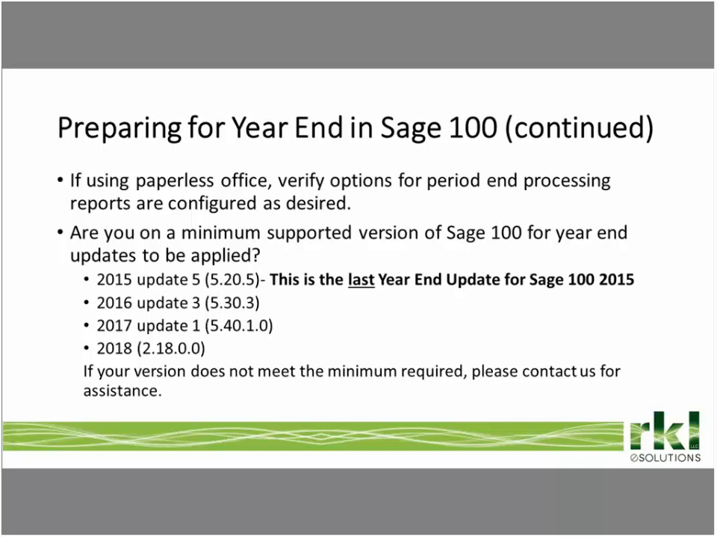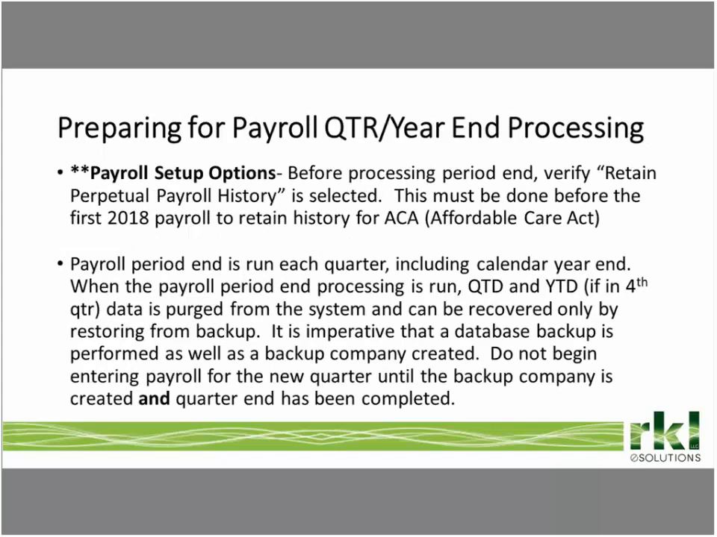By the way, anybody who is on 2015, this is the last year-end update that's going to be available for 2015. After this, 2015 will no longer be supported. So for preparing your system to do the payroll quarter and year-end processing, the first thing we'd like you to do is just double check. In your payroll setup options, we want to make sure that your checkbox there that says retain perpetual payroll history, that little checkbox has to be selected. If that's not done, we'll not be able to retain the history for the ACA reporting. So it's very, very important that that checkbox is turned on before you run your period end processing inside payroll.